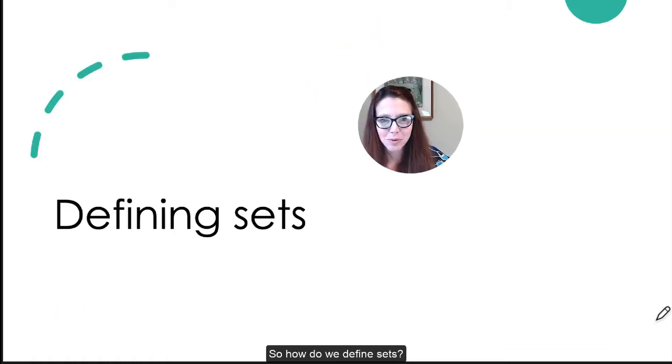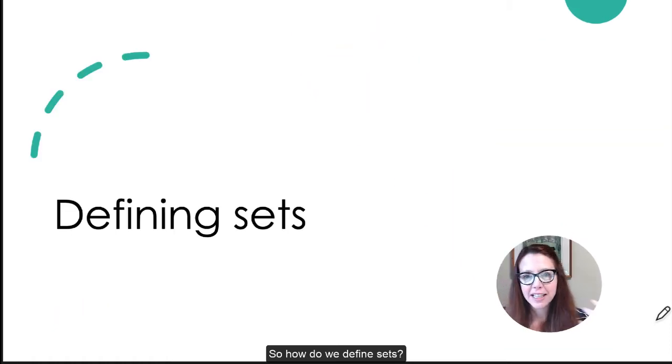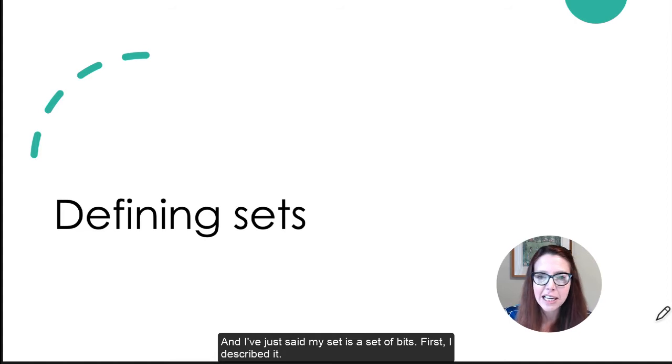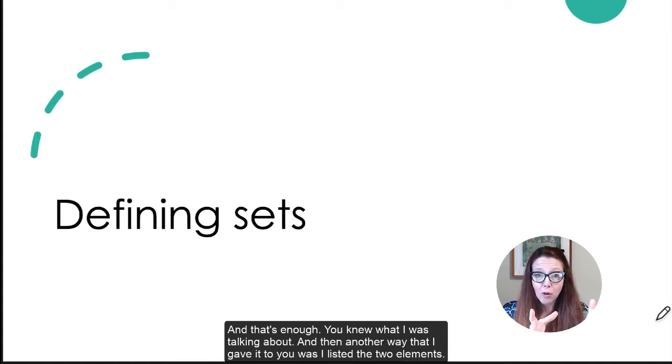That's true at some point in time. So how do we define sets? Because I've just listed out a few sets, and what I've done is I've given you every element in the set, and I've just said my set is the set of bits. First, I described it, and that's enough. You knew what I was talking about.